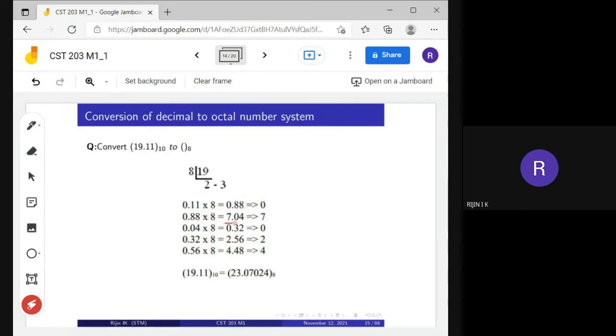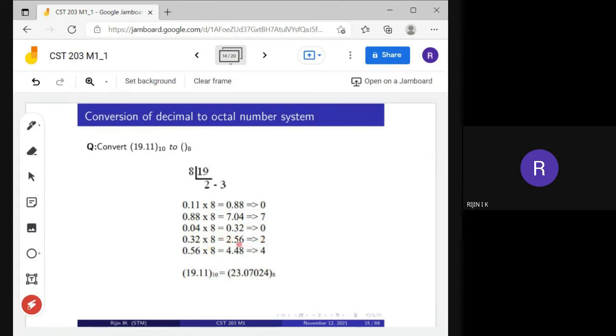Then you will get the result 7.04. From that, you need to collect the integer part, that is 7. Then again, this 0.04, you need to multiply it with 8. Then you will get the result 0.32. From that, you need to collect the integer part, it is 0. Then 0.32 multiplied by 8, you will get 2.56. So from that, collect the integer part 2.